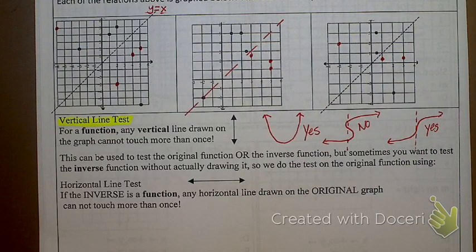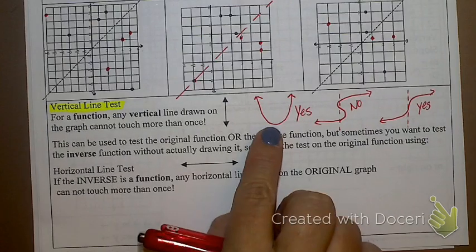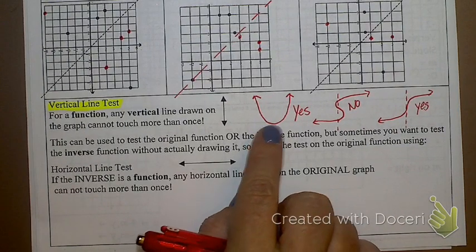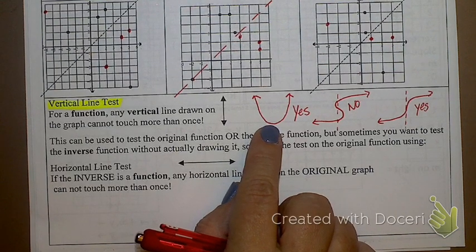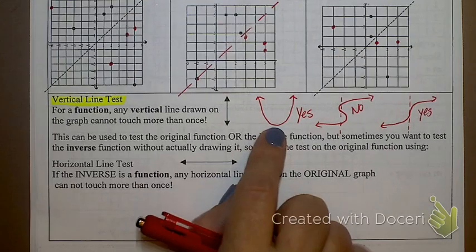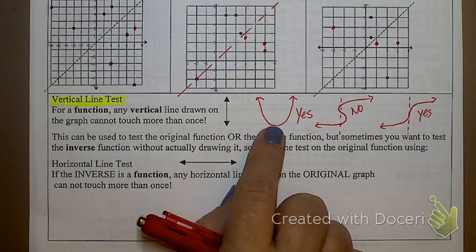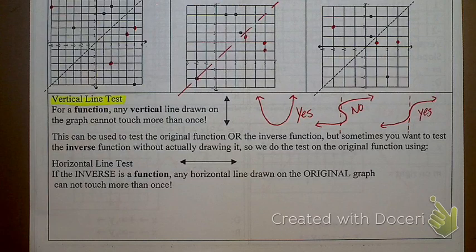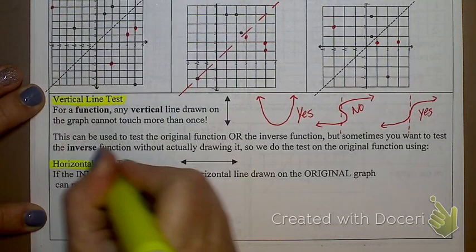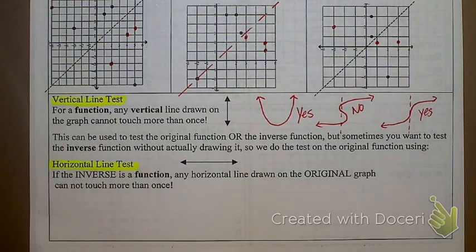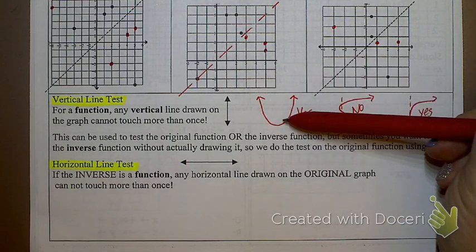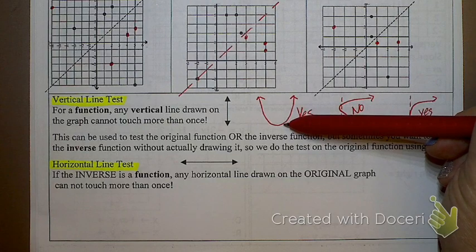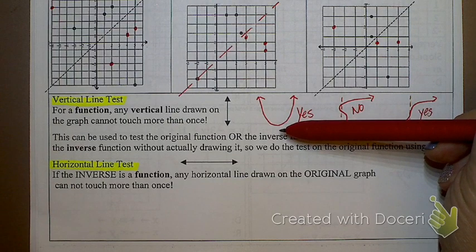Okay? Now, what if I was looking at a graph and I thought, I don't want to know whether this is a function. I want to know whether its inverse is a function. But I don't want to have to graph the inverse. I just want to know if the inverse is a function. Because everybody asks themselves that, right? Of course. So how do you find that out? You use something called the horizontal line test. The horizontal line test works the exact same way. However, it doesn't tell you whether the original graph is a function. It tells you whether the inverse of that graph is a function.